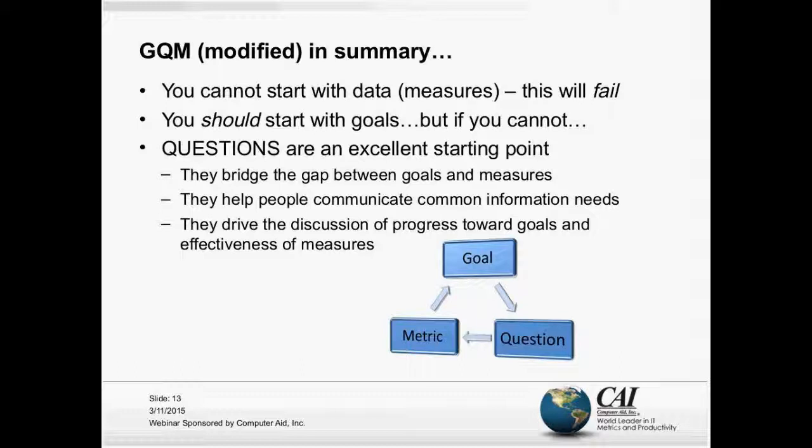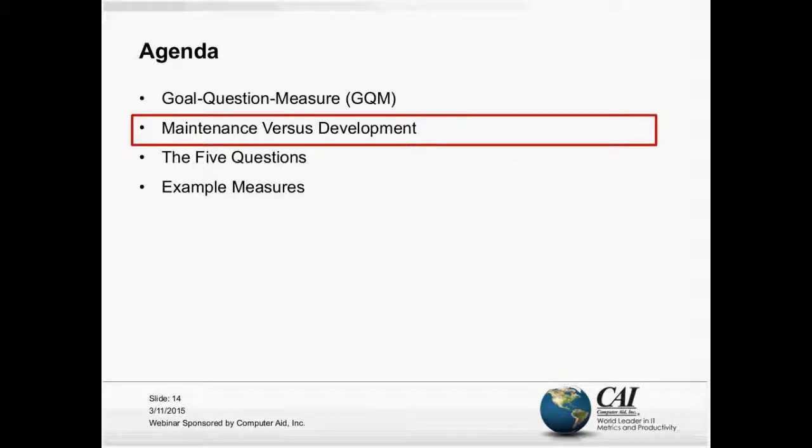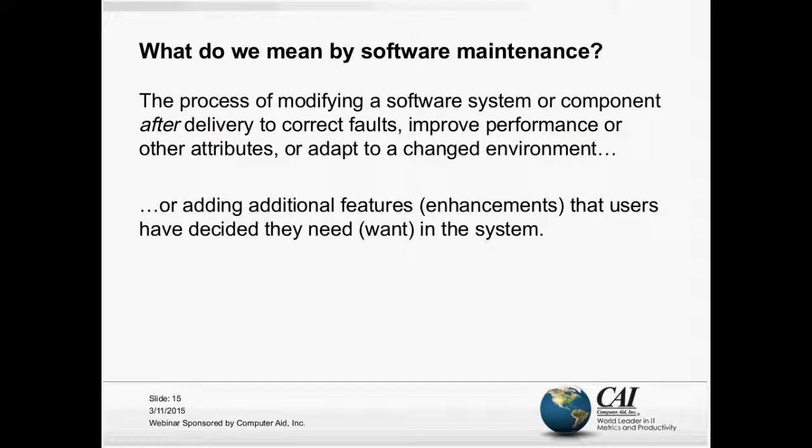So let's talk about software maintenance versus software development. First of all, what do we mean by software maintenance? Talking about the process of modifying an existing software system or component after the initial delivery. You do this to correct faults, improve performance or other attributes, or adapt to a changed environment. Add features, enhancements that the users have decided they need or want. And I think the second part is key because it's really sometimes overlooked by customers.